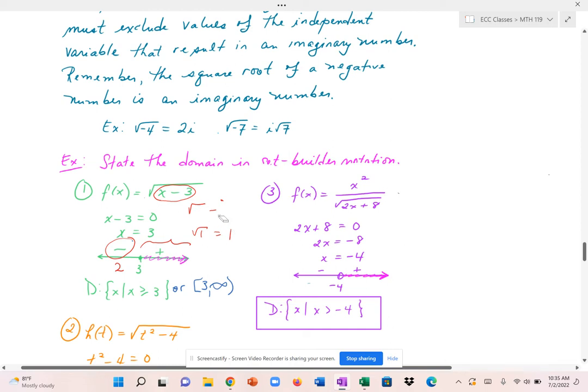So with set builder notation, which is what you were asked to present, your domain would be the set of all x such that x is greater than or equal to 3. And just as a reminder, with interval notation, you would use a bracket to include the 3. So it would be bracket 3 comma infinity.